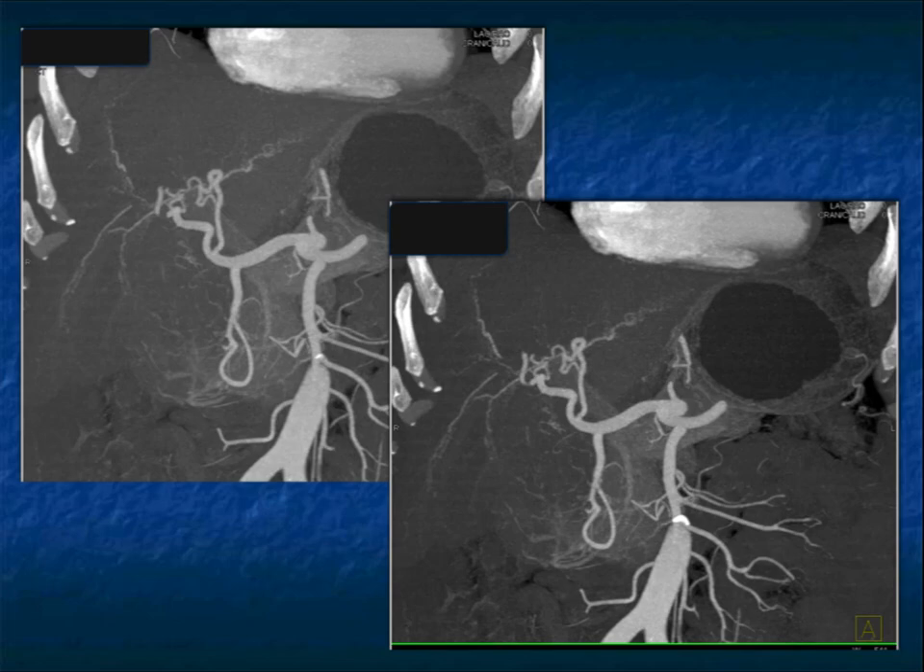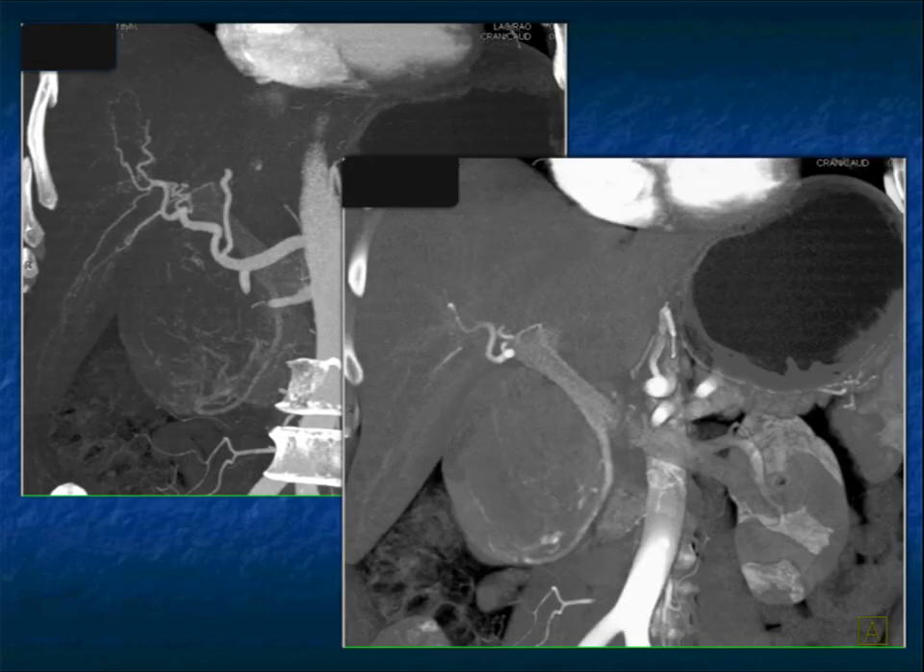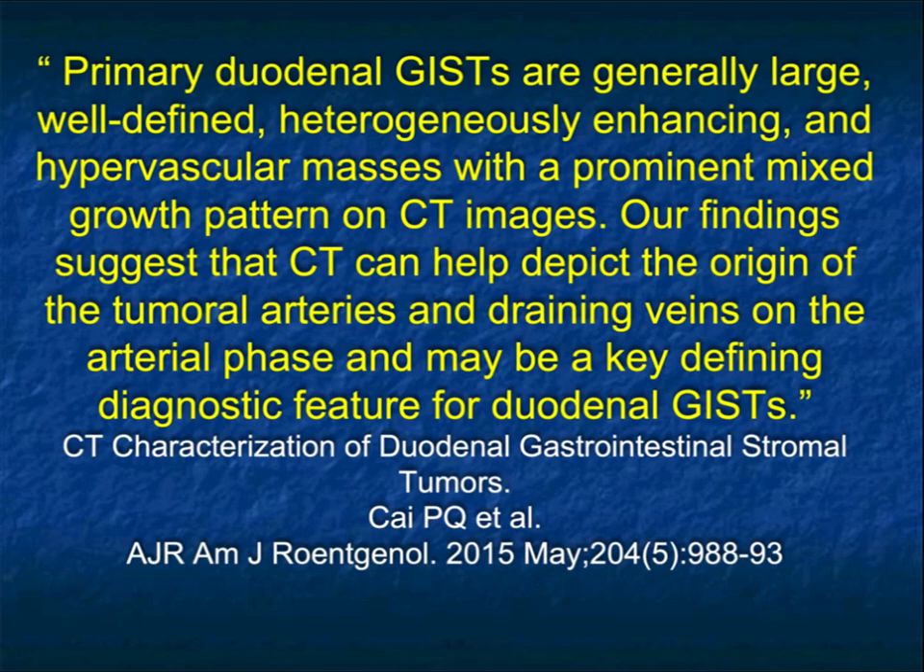There's a little bit of neovascularity seen, but the vessels are preserved. Again, here's some of the neovascularity, but you can see the arteries and the veins are preserved. In this article by Kay, primary duodenal GISTs are generally large, well-defined, heterogeneously enhancing, and hypervascular masses with a prominent mixed growth pattern on CT.